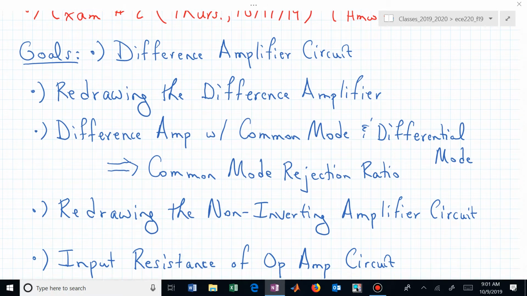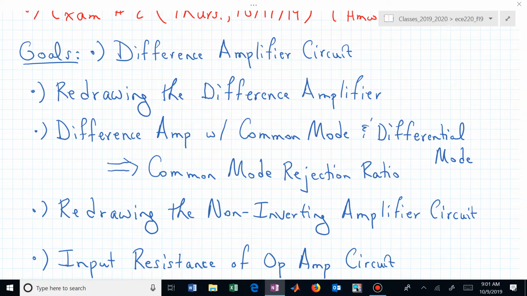We still have circuits to build with op-amps, and today what we want to do is create a combination of the inverting and non-inverting and create a difference amplifier, and then we'll redraw it differently, and hopefully that will provide some insight into why we are so worried about this difference amp. We'll introduce a couple of new terms, common mode and differential mode, and those will be helpful in understanding how we can apply this difference amplifier.